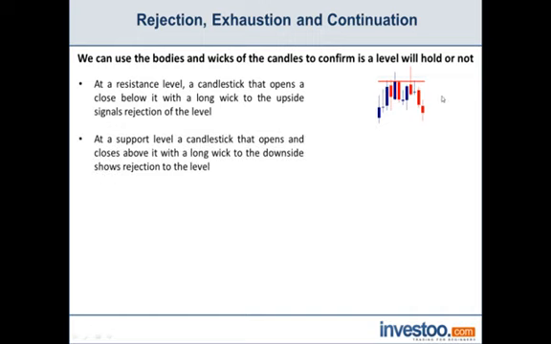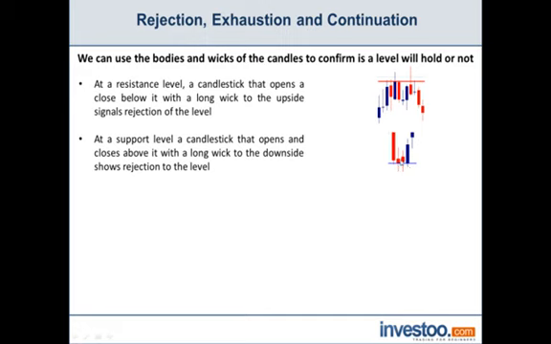At a support level, a candlestick that opens and closes above it with a long wick to the downside shows rejection of the level. This is the same, but on the opposite side. As you can see here, we have reached a support level, and we have two candlesticks with small bodies and long wicks to the downside.